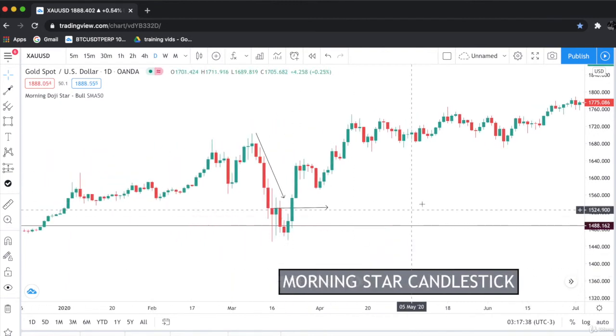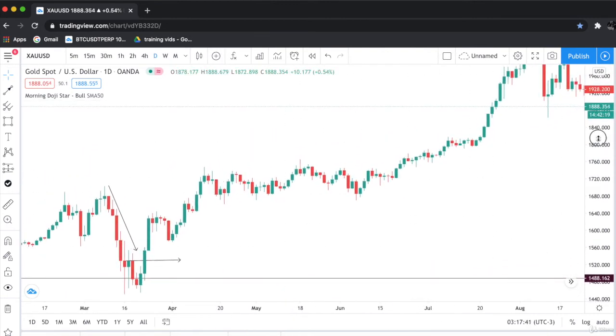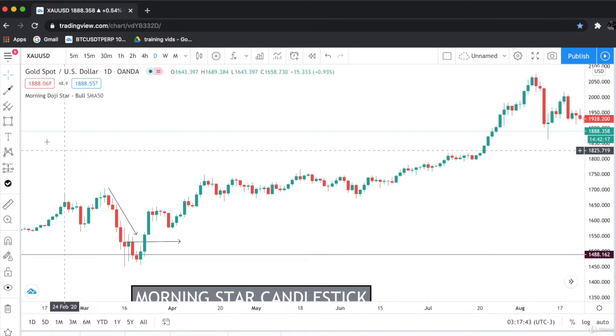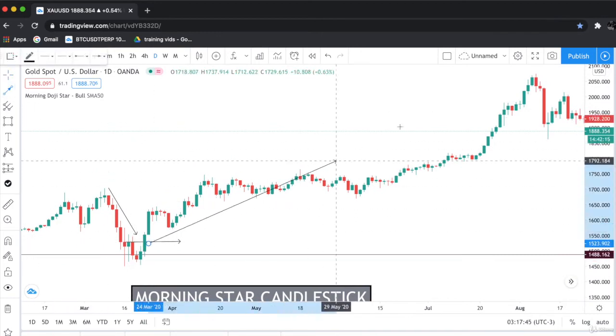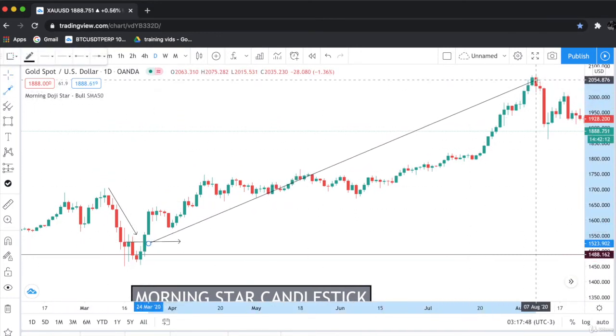As you can see, the trend changed after this and the price rallied all the way up, as you can see on the chart.